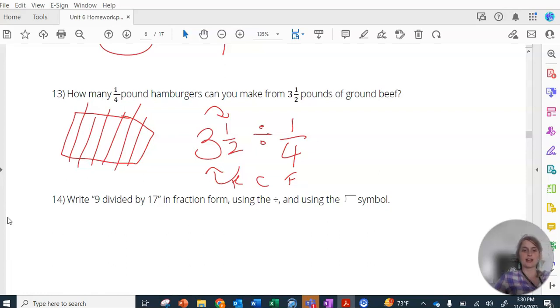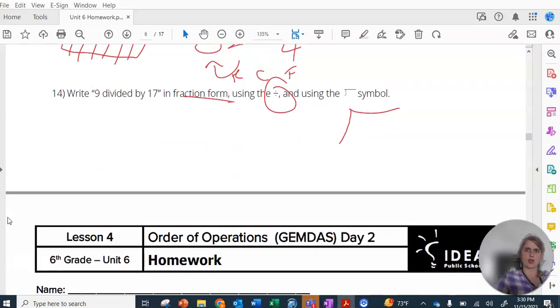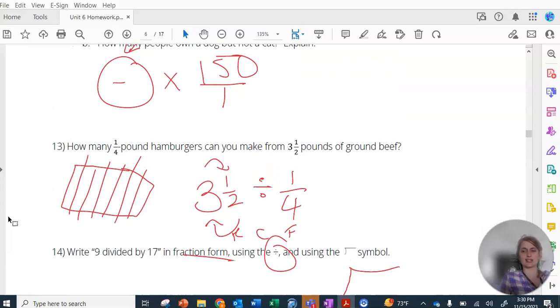Write 9 divided by 17 in fraction form using a division symbol, and using this long division symbol. So I want to know which one's on top, which one comes first, which one's inside the division house. Oh, and that was it. This one was easy. We're done.